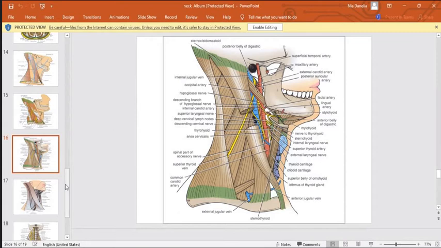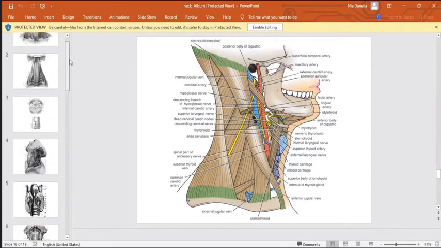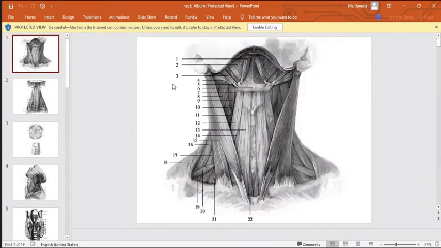In the suprahyoid region, we have told, it's the region which is located above the hyoid bone. So the boundaries of the suprahyoid region: the lower margin of the mandible. Inferiorly, it is bounded by the horizontal line which passes at the level of the hyoid bone, and laterally it is bounded by the anterior borders of the sternocleidomastoid muscle.